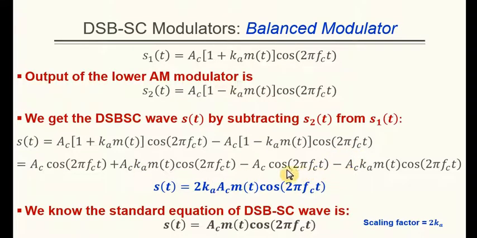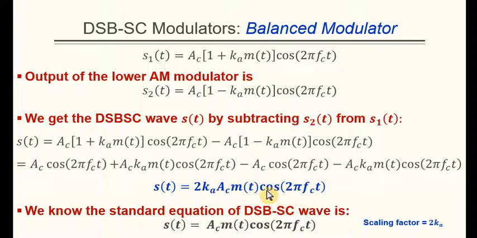So we have here plus, and we have here minus. Then we will find that AC cosine 2 pi fct and minus AC cosine 2 pi fct will be cancelled together, and we will be left with AC K sub A m of t cosine 2 pi fct plus AC K sub A m of t cosine 2 pi fct. So we will have twice K sub A AC m of t cosine 2 pi fct.